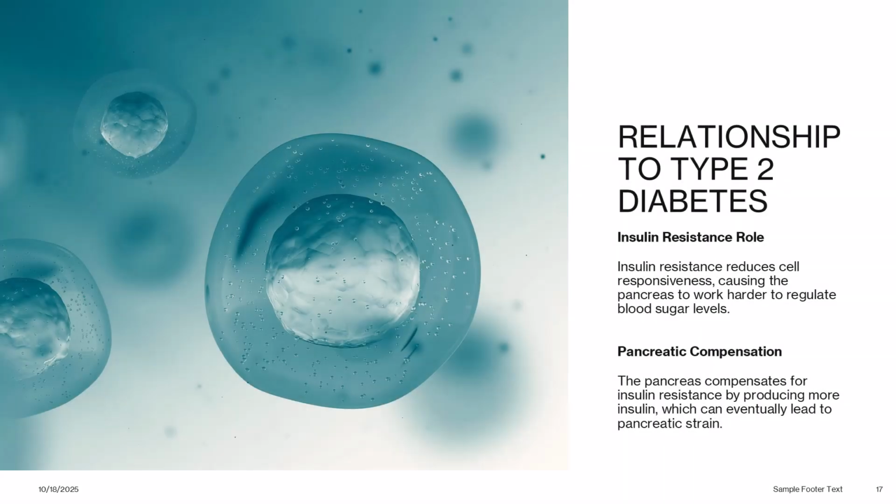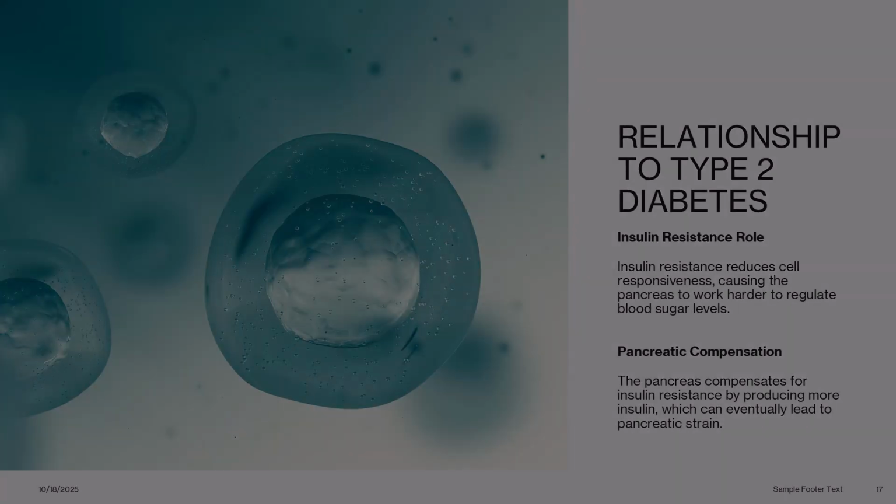One of the most serious implications is its relationship to type 2 diabetes. As cells resist insulin, the pancreas works overtime to produce more. Eventually, this compensation fails, leading to chronically high blood sugar and the onset of diabetes.